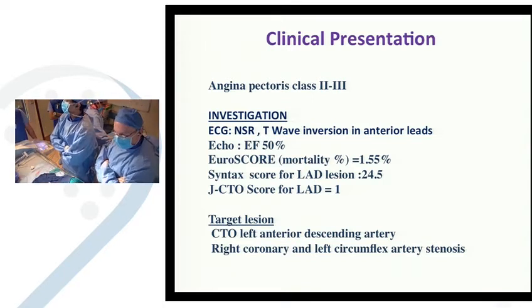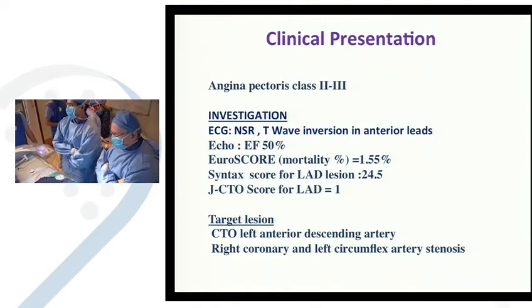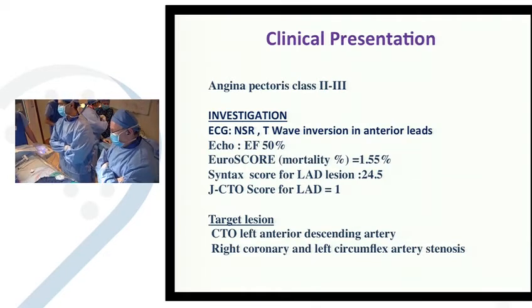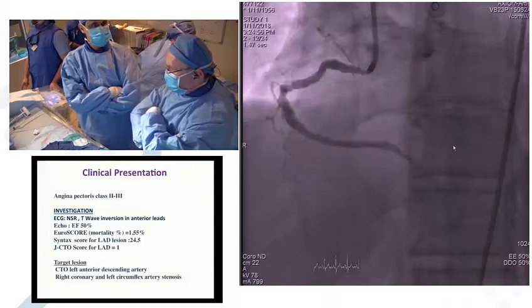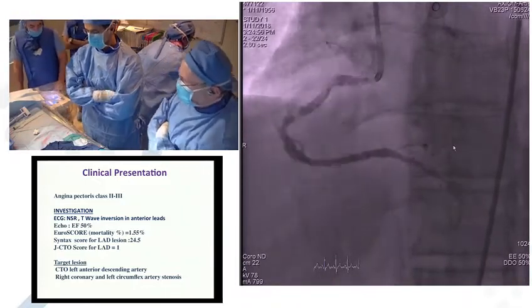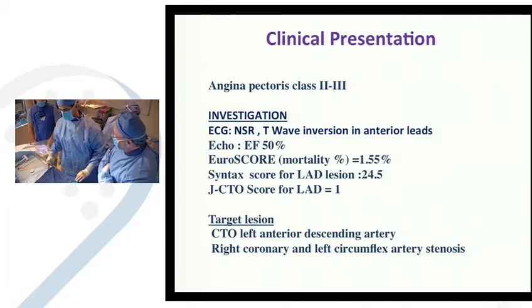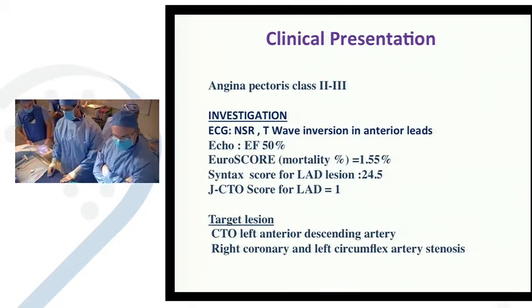Target lesion was supposed to be the CTO LAD, followed by the right coronary artery and/or left circumflex stenosis. So if we want to go to the LAD retrogradely, we need to fix the RCA first. This is what we did. First of all, the SYNTAX score is a little bit low. I would guess this is much higher because this is three vessel disease all the way.